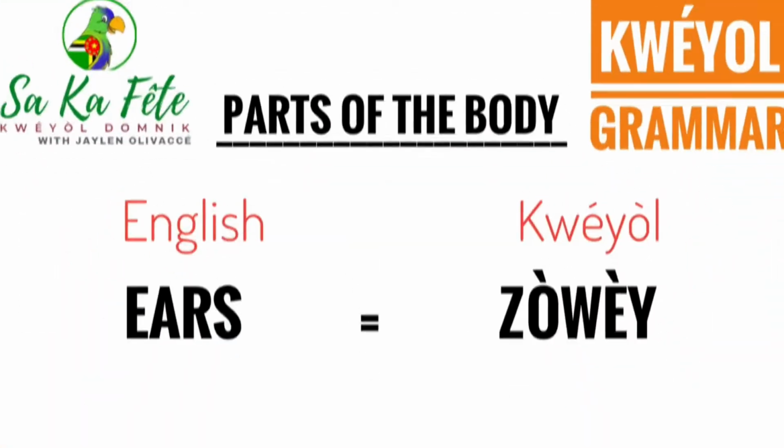Alright, now what if you want to say ears? The word for ears in Creole would be zoé. Alright, zoé. Now if you're referring to your ears in Creole, you would say zoé. What do you guys think the word for forehead would be? The word for forehead in Creole is fond. Can you guys say that with me? Fond. So if you're referring to your forehead in Creole, you would say fond.